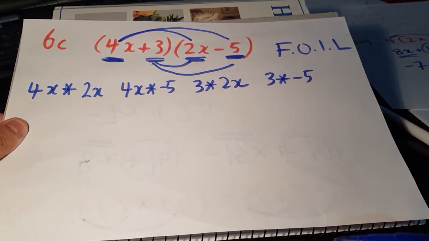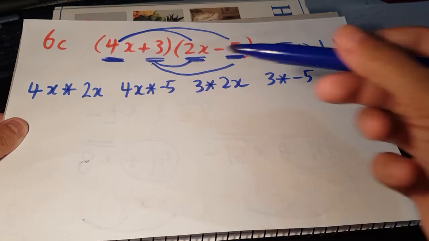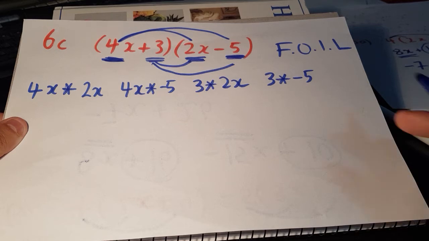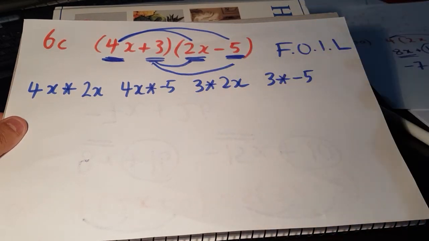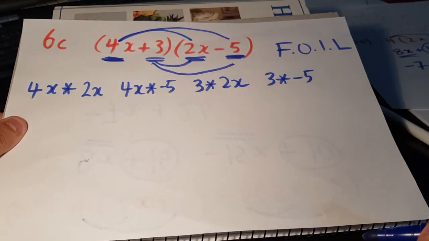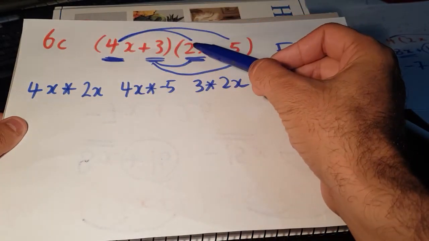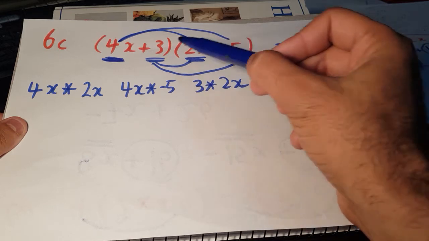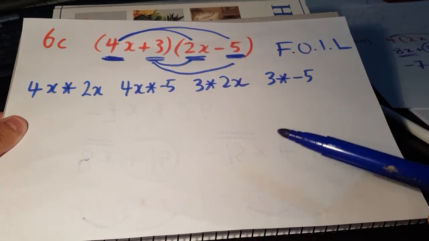negative 5. Now, have you noticed I haven't put pluses or negatives in between? Why? Because these results will either give me a negative or a positive. So I don't like to confuse by saying plus 3 times 2x and so forth. Let the results give you either a negative or a positive. So how do I work this out again? 4 times 2x, 4 times negative 5, 3 times 2x, and then 3 times negative 5.